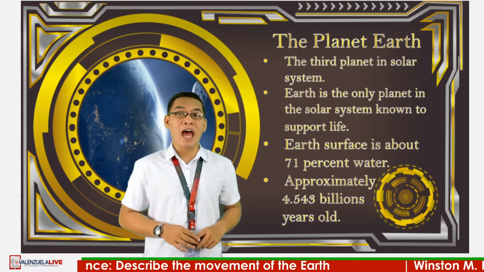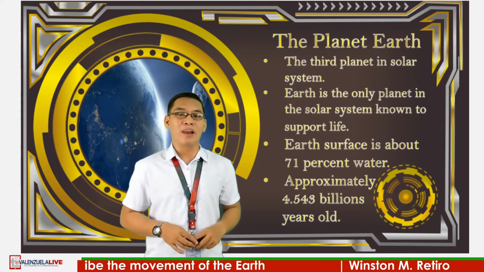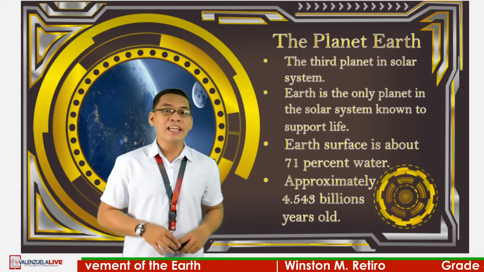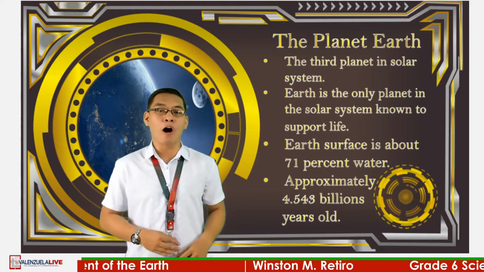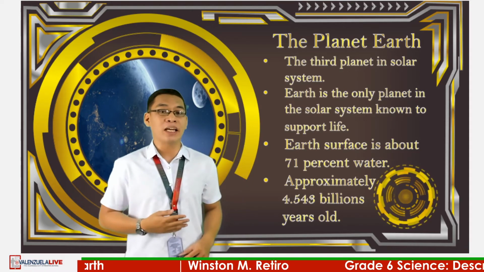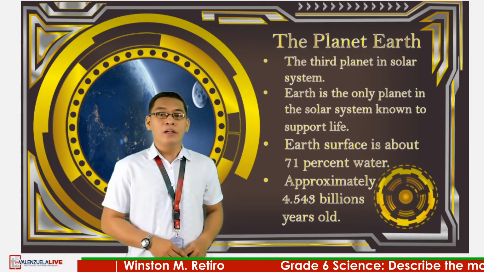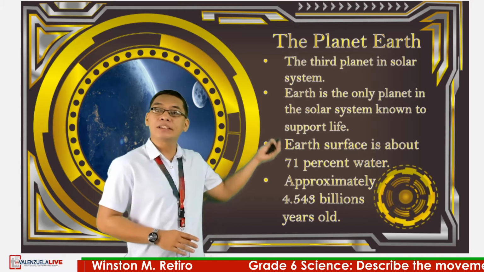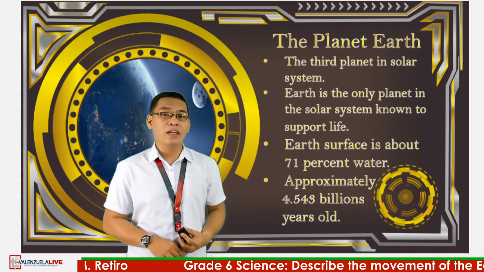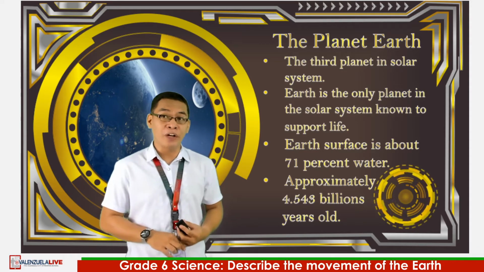Earth is the third planet in the solar system. It is the only planet in the solar system known to support life. It has a sufficient supply of oxygen, water, and other resources that are much needed to survive. Earth's surface is about 71% water. That's why it is called a blue planet, because it is almost covered by water.